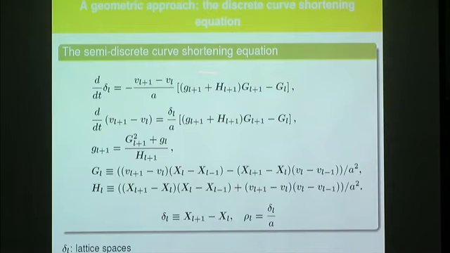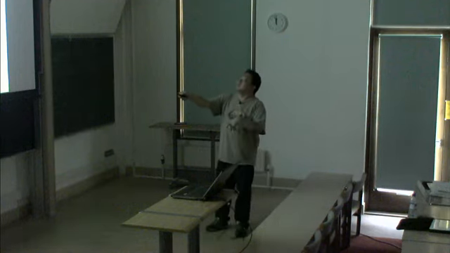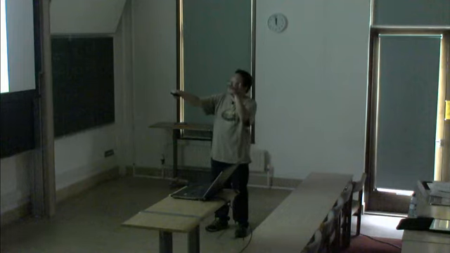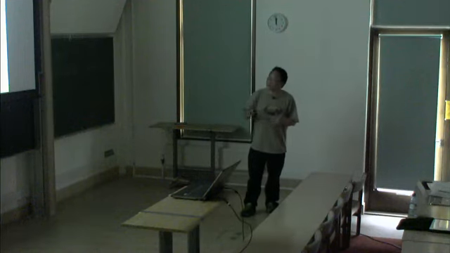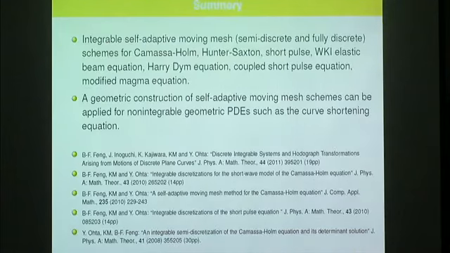Again, the first equation is the evolution equation of the mesh, and then you solve the second equation to get the value of v, and you can do numerical simulation of the curve shortening equation, which describes some pattern formation in viscous fingering and so on. So this is a non-integrable system. So now I have explained some integrable self-adaptive moving mesh schemes and also non-integrable self-adaptive moving mesh schemes using Hirota's discretization method and also a geometric approach.